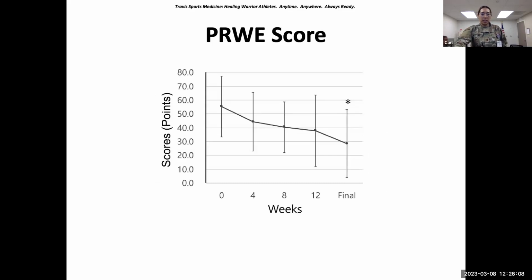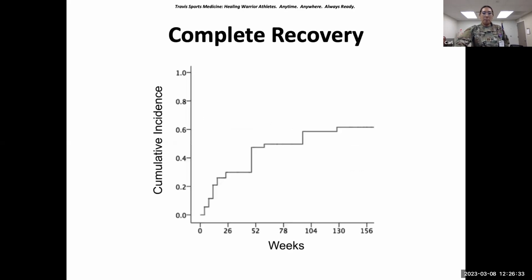The PRWE score changed on average 26 points from the initial to the final evaluation. Again, the points in between did not have statistical significance. 45 out of the 72 participants had more than a 14-point change, so clinically significant as well. 24 of them had no change, and then 3 of them had worse pain.